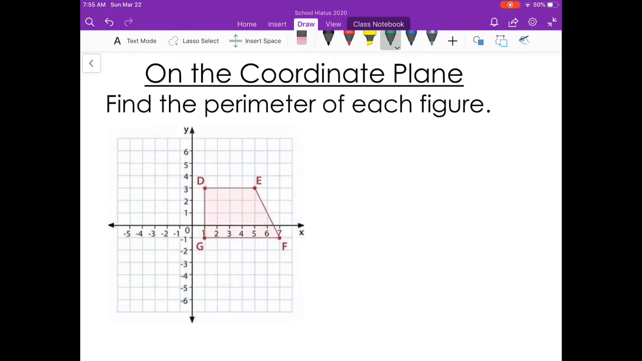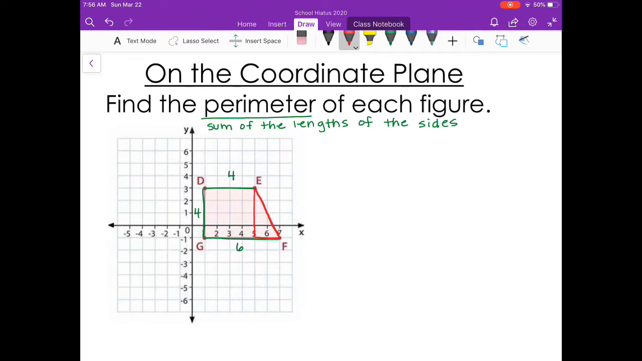In these problems, we're going to be calculating perimeter, which is the sum of the lengths of the sides of a figure. Three of the sides of this figure follow the grid lines, and we can count the length for each of those. DE is 4 units long, DG is 4 units long, and GF is 6 units long. To find the length of EF, we'll have to either use the distance formula or the Pythagorean theorem.